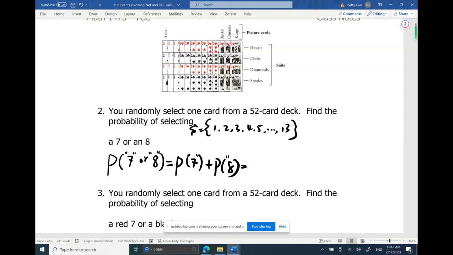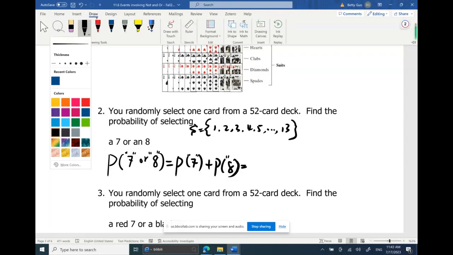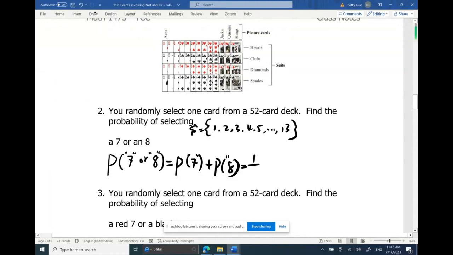Then what's the probability of getting number 7? You have 13 numbers, right? 1 over 13, of course. And what's the probability of getting number 8? Another 1 over 13, right? Add them together, 2 over 13. And that's it.